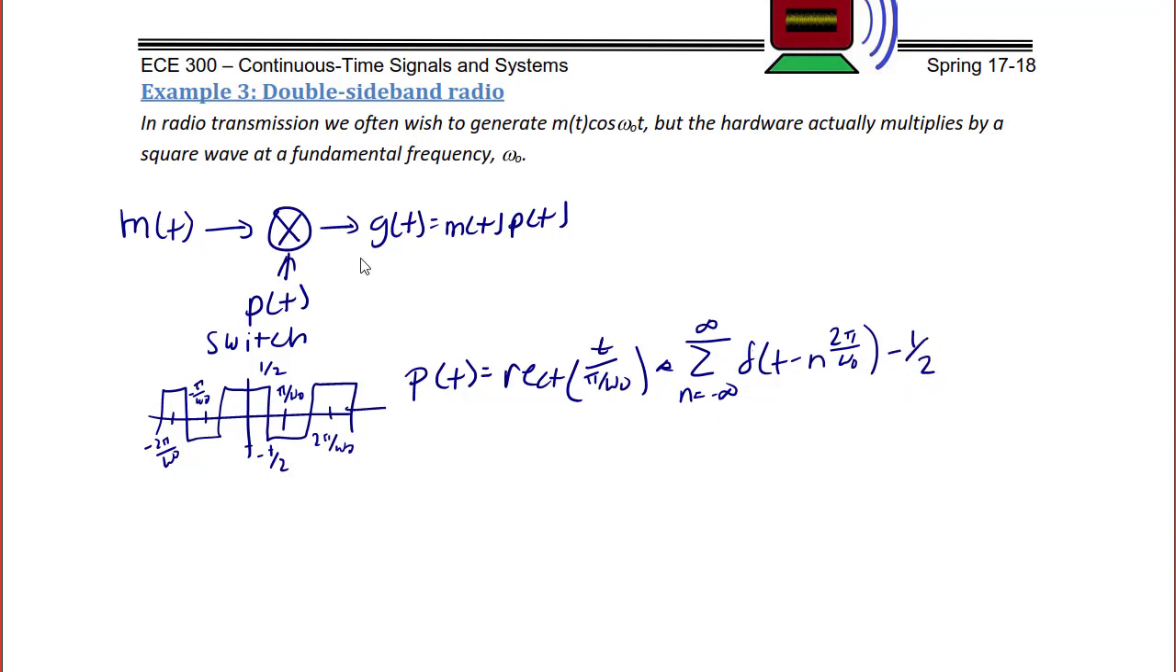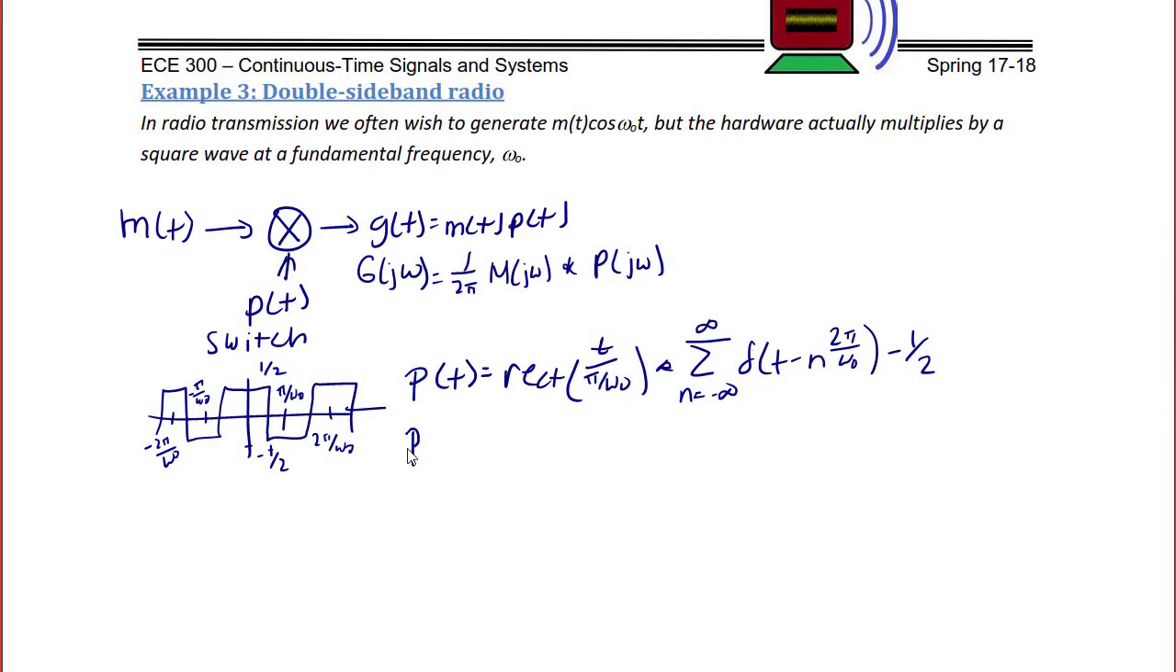And looking at our model here, using our multiplication property for Fourier transforms, we get that G of j omega is equal to 1 over 2 pi M of j omega convolved with P of j omega. And you're going to see that this is the same result we got before, but I'm going to show you a different method to get there.